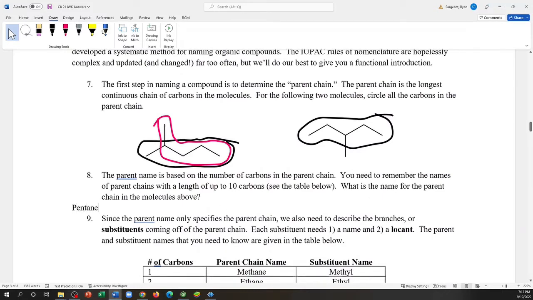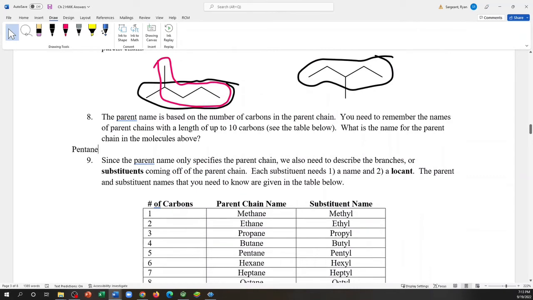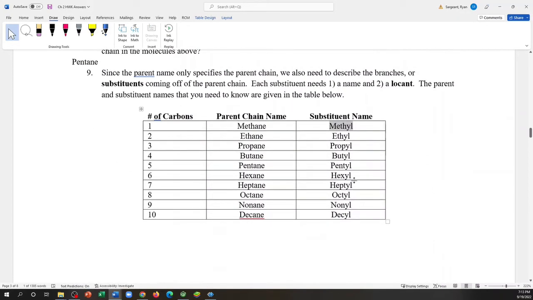Since the parent name only specifies the parent chain, you also have to describe the branches. These branches are called substituents, and they come off the parent chain. So for this compound over here, this methyl group was not included as part of the parent chain, so it is a substituent. Every substituent needs both a name and a locant. One carbon as a substituent is referred to as a methyl group. Notice that these terms are basically the same. If it's a parent chain, it ends in ANE, and if it's a substituent, it ends in YL.